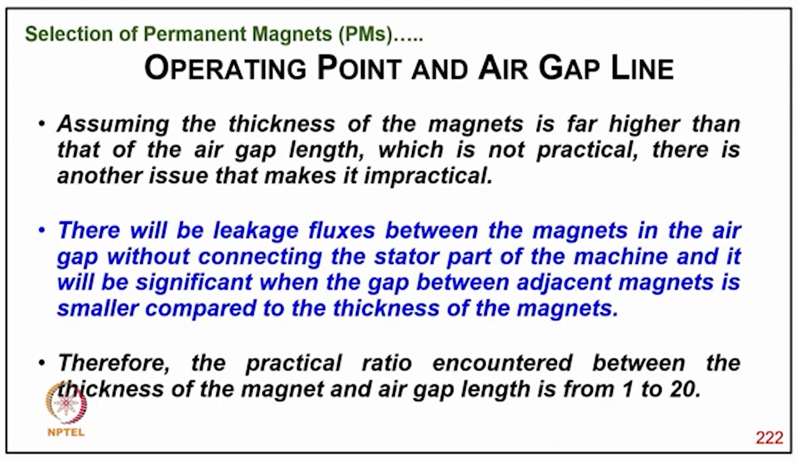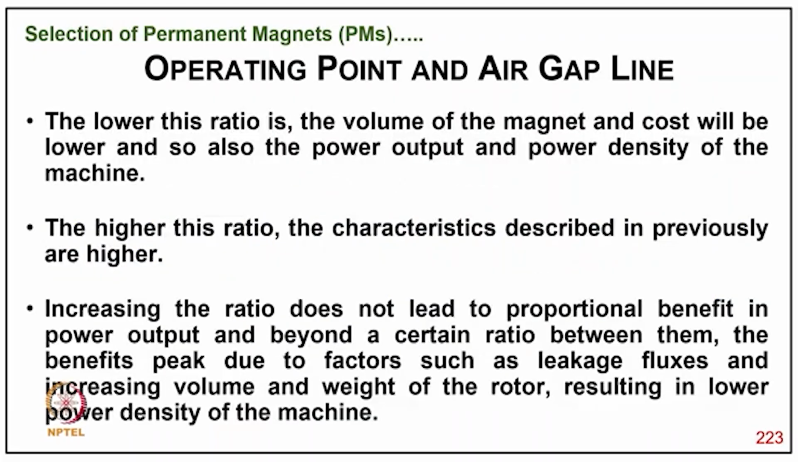There will also be leakage fluxes between the magnets in the air gap without linking the stator part of the machine, and it will be significant when the gap between adjacent magnets is small compared to the thickness of the magnet. Therefore, the practical ratio encountered between the thickness of magnets and the air gap length varies from 1 to 20.